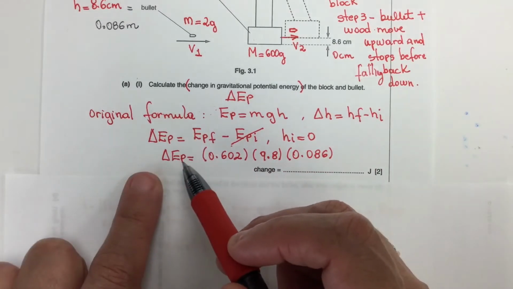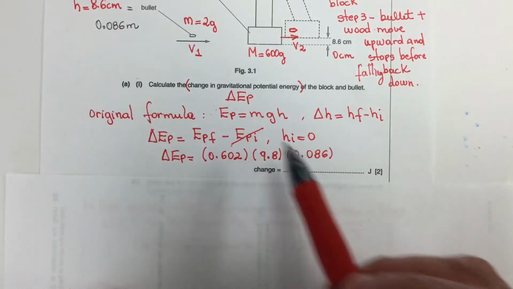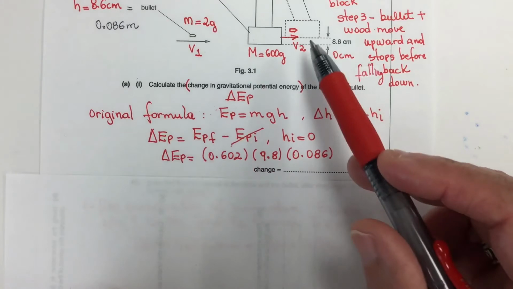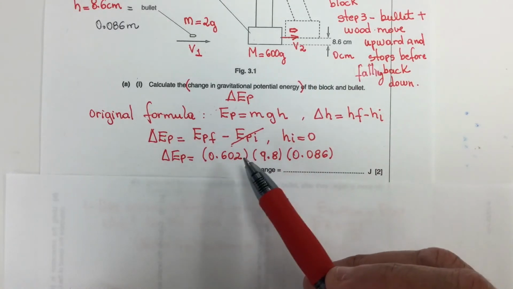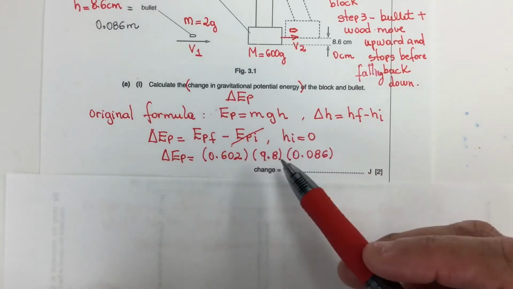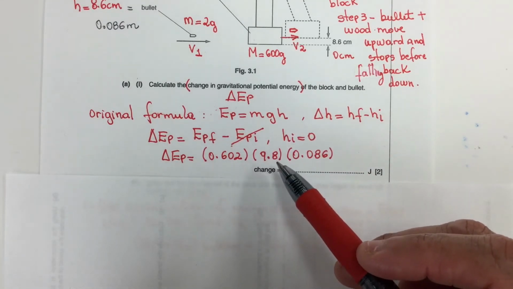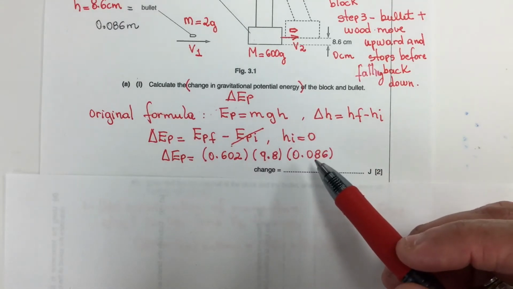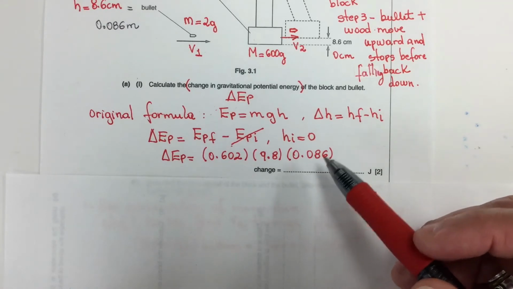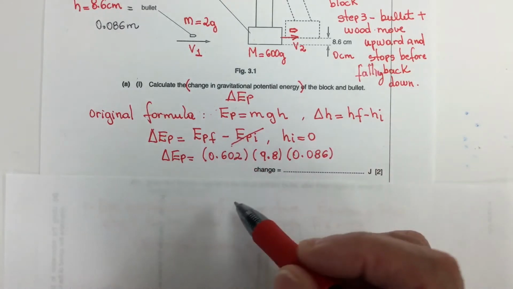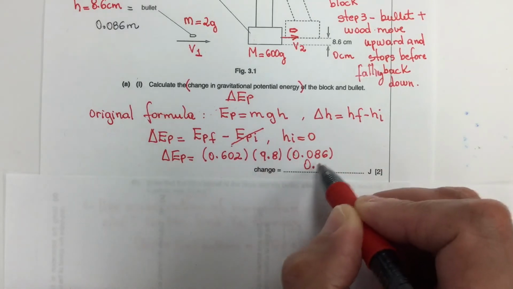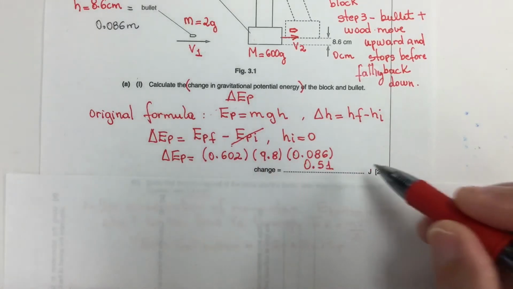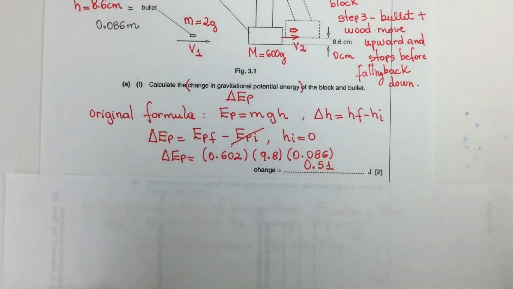So our change in potential energy is the mass of both together, which is 0.602 kilograms, times the acceleration of gravity, 9.8, and times the height in meters. So the change in potential energy after you plug in your calculator is 0.51 joules as a result.